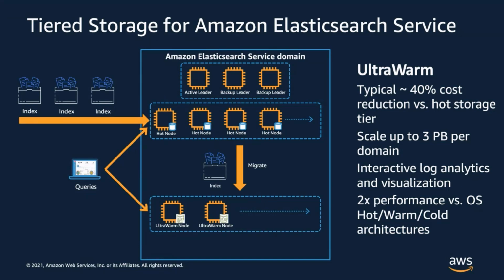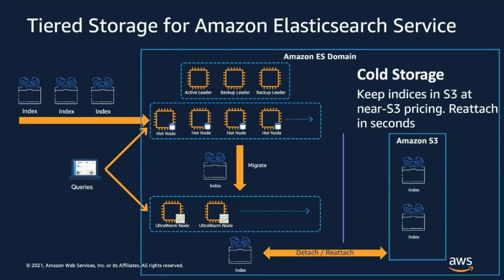In the ultra-warm storage tier, data is stored in S3 with custom highly optimized warm nodes used for indexing, caching, and querying data. You can use the same APIs and Kibana visualizations that you use today, even with ultra-warm. Ultra-warm lets you manage up to 3 petabytes of log data with a single Amazon Elasticsearch cluster. And as I mentioned before, you have the same interactive log analytics and visualizations experience. And if you compare the performance with the open source hot, warm, or cold architectures, it's almost twice that you get with ultra-warm.